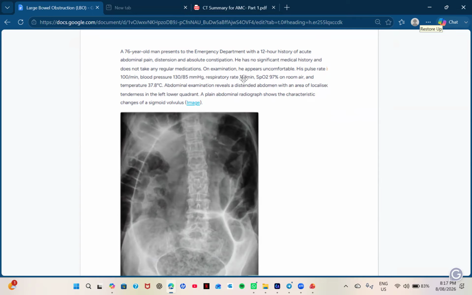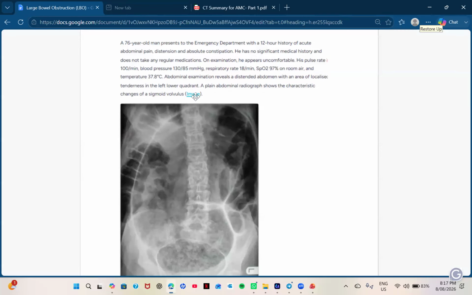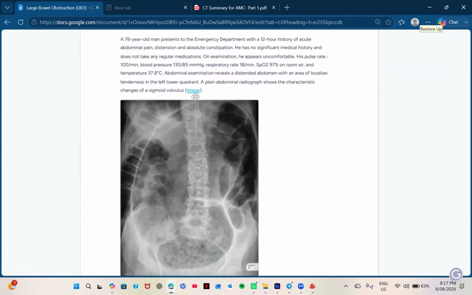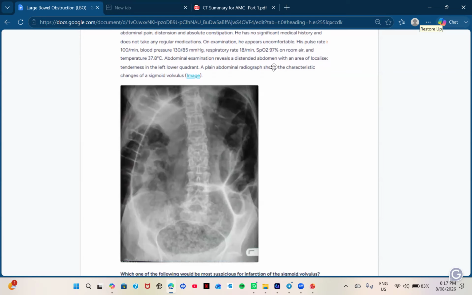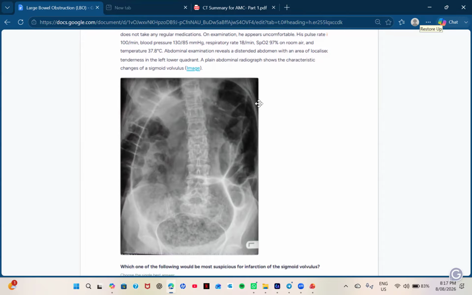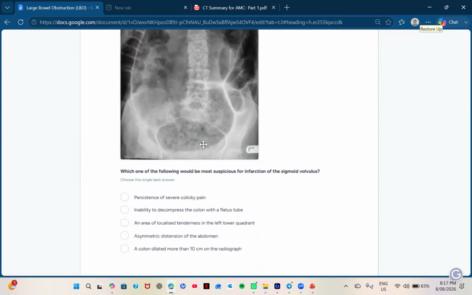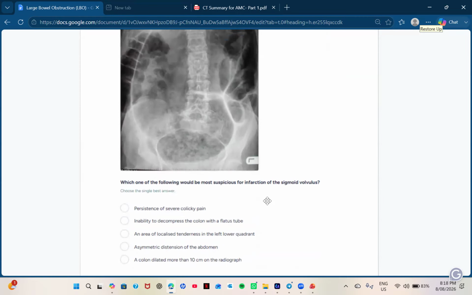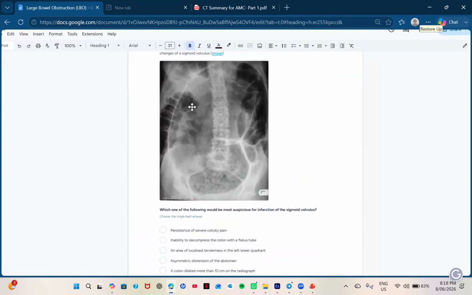She has no significant medical history and does not take any regular medications. On examination, she appears uncomfortable. Pulse rate 100, blood pressure 130 by 85, respiratory rate 18, SpO2 97, and temperature 37.8. Abdominal examination revealed a distended abdomen with an area of localized tenderness in the left lower quadrant. A plain abdominal radiograph shows the characteristic changes of sigmoid volvulus, right? You can see here. Which one of the following would be most suspicious for infarction of the sigmoid volvulus? This is a good question. We did it that day, but the other doctors, please tell me, what do you think?